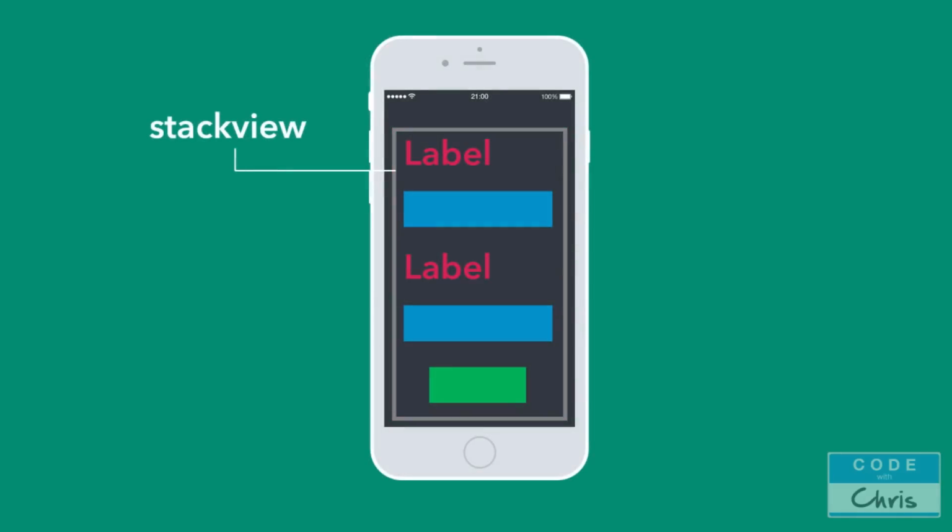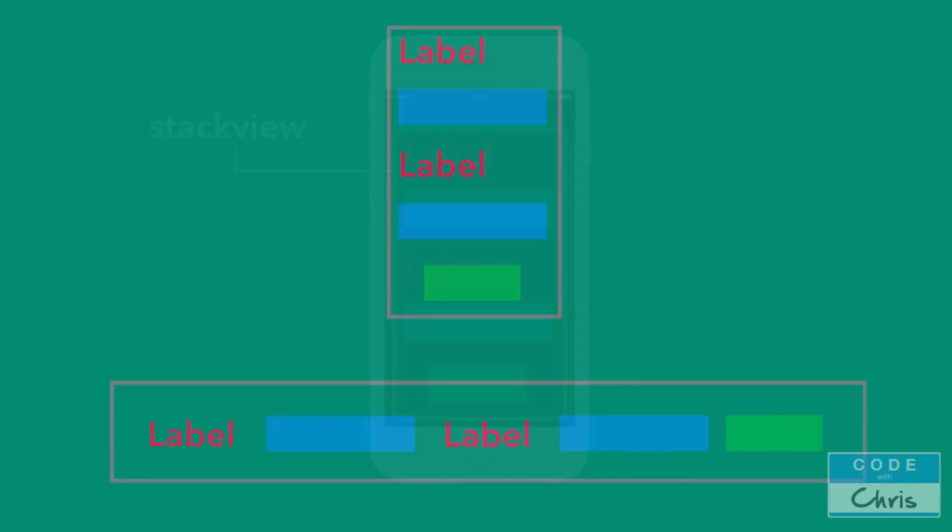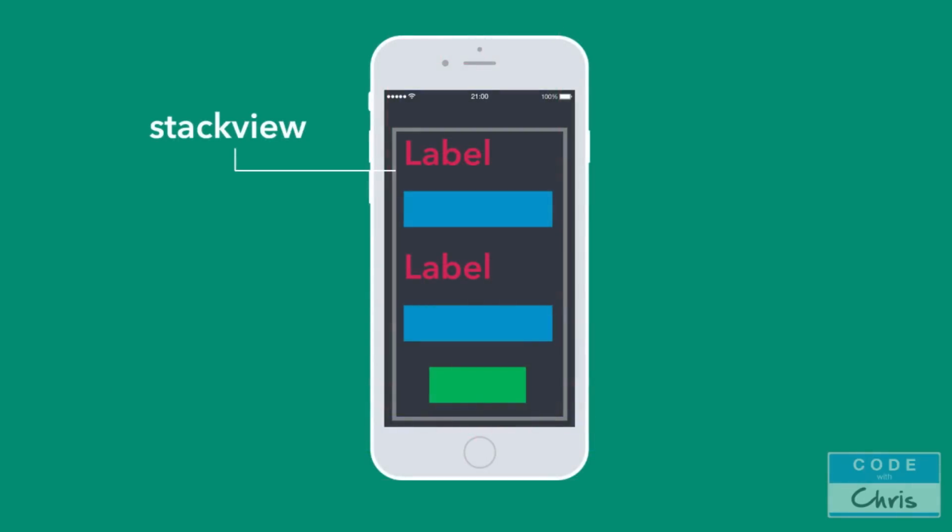So why would we want to do that? Well, the stack view allows the elements inside of it to stack on top of each other, either vertically or horizontally. In this case, we're probably going to want all of the elements to stack vertically. And then with one configuration, you can change the amount of space in between each element as well.